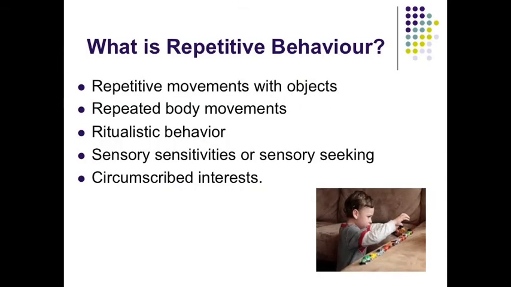So I know probably most of you are already quite versed in what it is, but I just wanted to really briefly describe what repetitive behavior is. So in general, it's this extreme preference for a particular activity, toy, or object, but it can come in a variety of forms. So it can show up as repetitive movements with objects. So that's something like lining up toys or repeatedly playing with a toy in the same way over and over. Repeated body movements such as pacing or hand flapping. And we also have ritualistic behavior, sensory sensitivities or sensory seeking. And it can also show up in circumscribed interest, which is really just an intense or heightened focused interest.